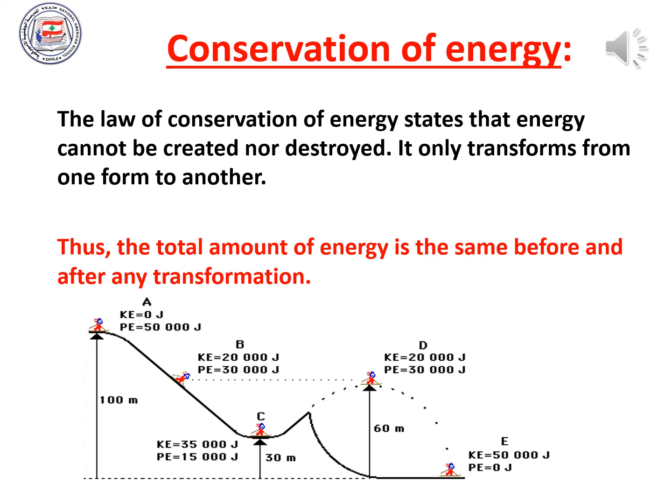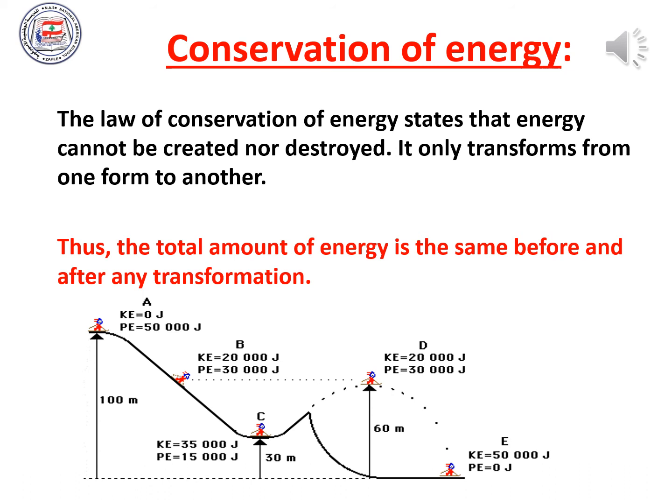Now look at the figure in front of you. This is an example. We can see a person at the top of a hill. When he is at the highest point, his potential energy is 50,000 joules and kinetic energy is 0 joules. So the total energy is 50,000 joules. When he is going down, he has 20,000 joules of kinetic energy and 30,000 joules of potential energy. So the total amount is 50,000.